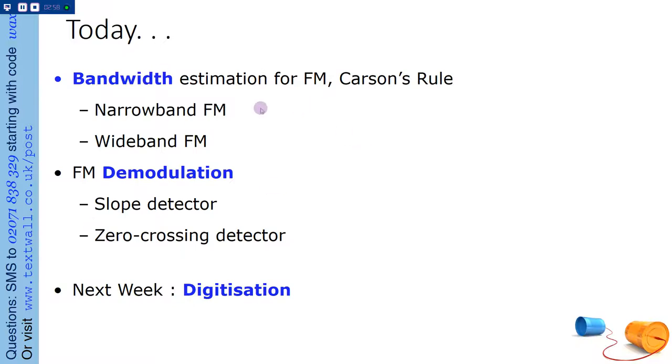We're going to talk about how we estimate the bandwidth for FM. We can't calculate it, but we can estimate it. We're going to break FM down into 2 categories, wideband and narrowband FM. We're then going to talk very quickly about how to demodulate FM, how to recover the message. And next week, we're going to talk about digitization.